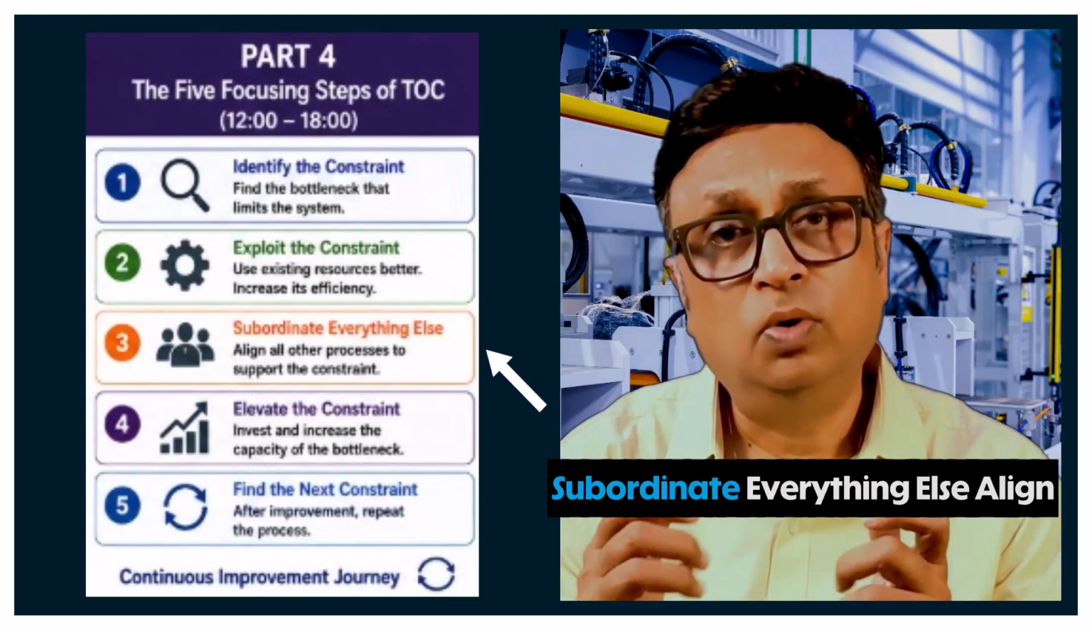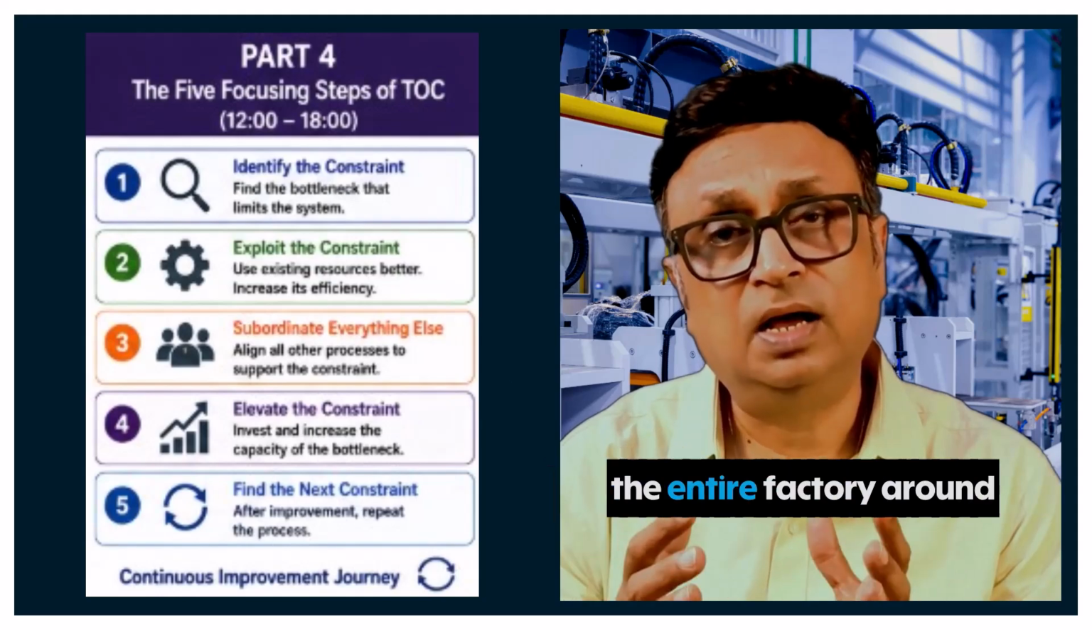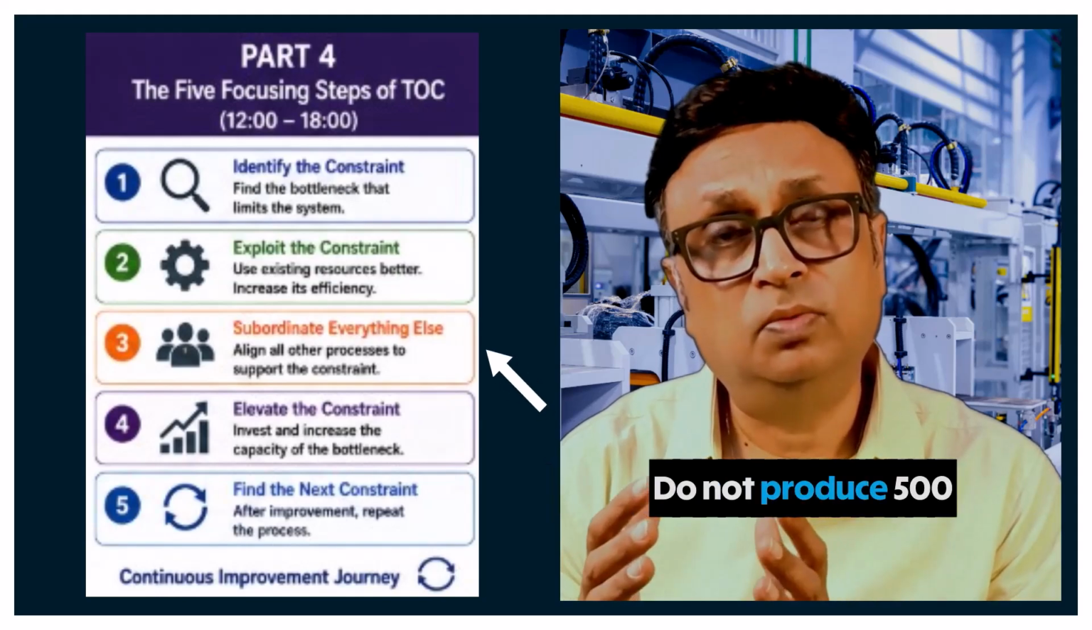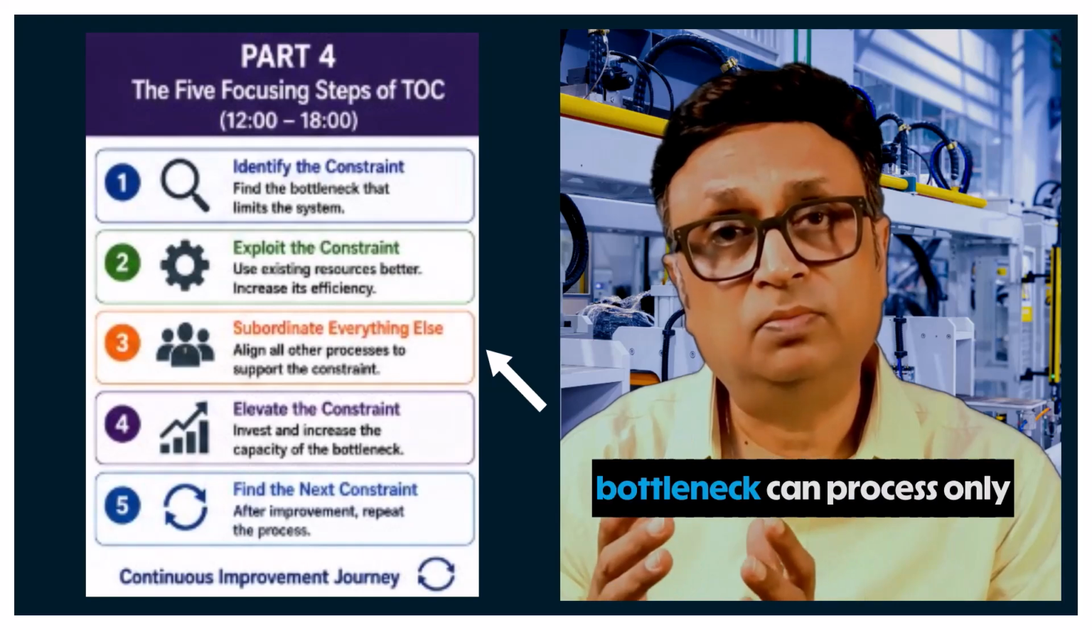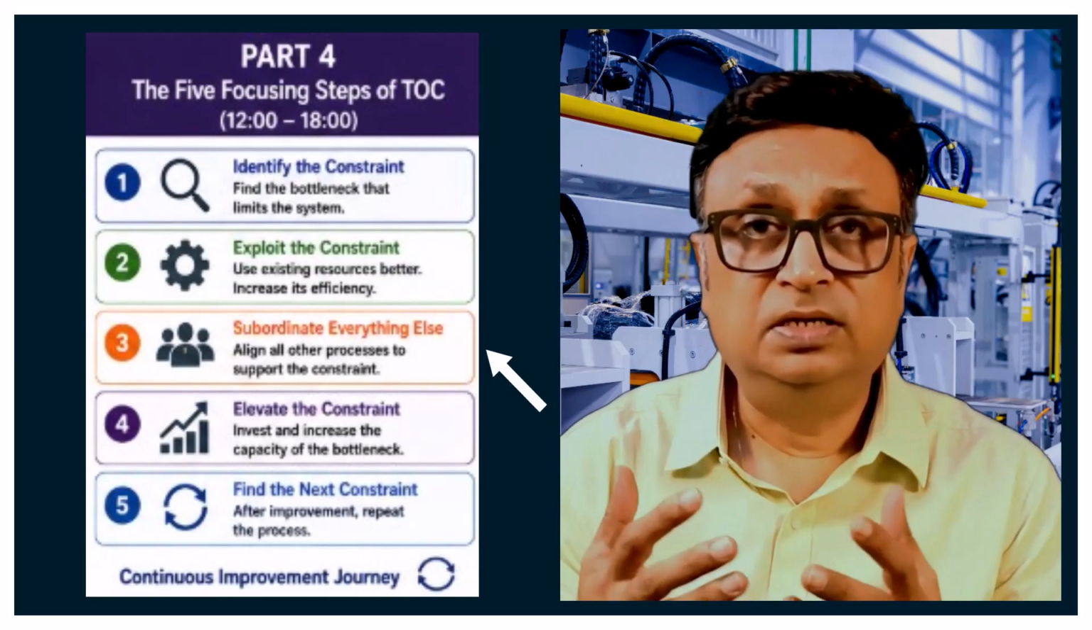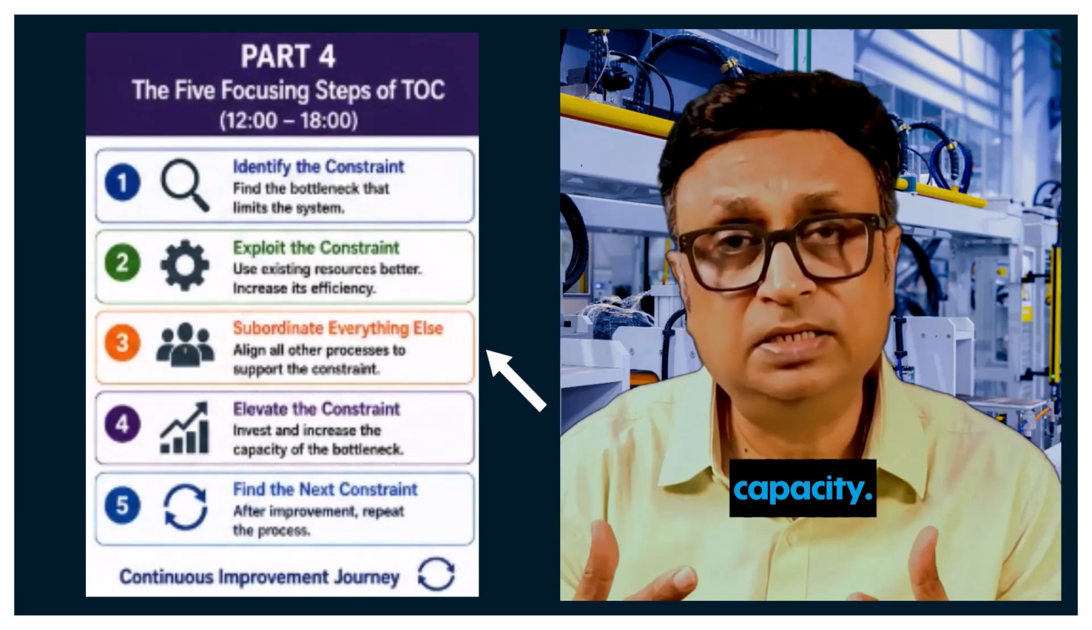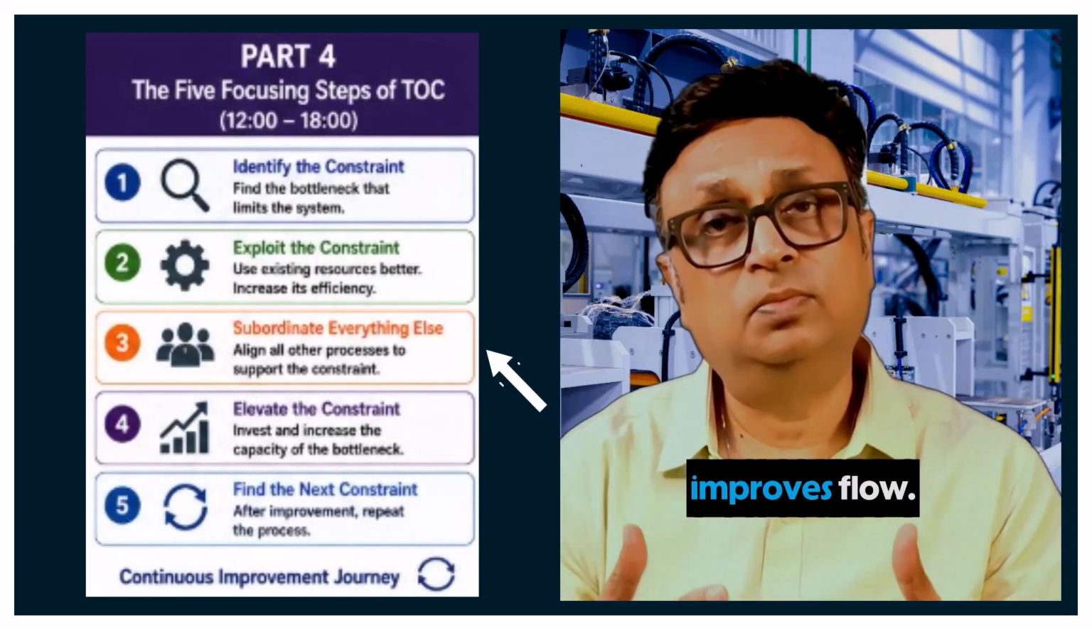Step 3: Subordinate everything else. Align the entire factory around the bottleneck. Do not produce 500 tables in cutting if the bottleneck can process only 360. Produce according to bottleneck capacity. This reduces inventory and improves flow.